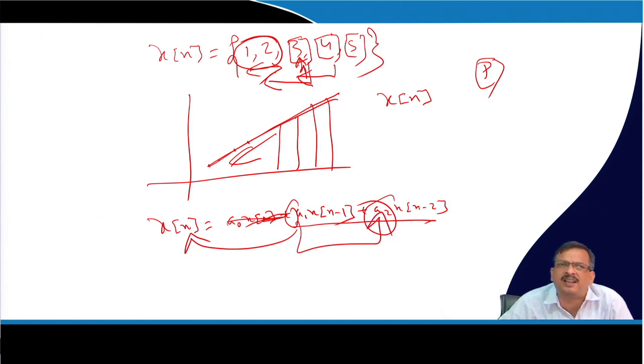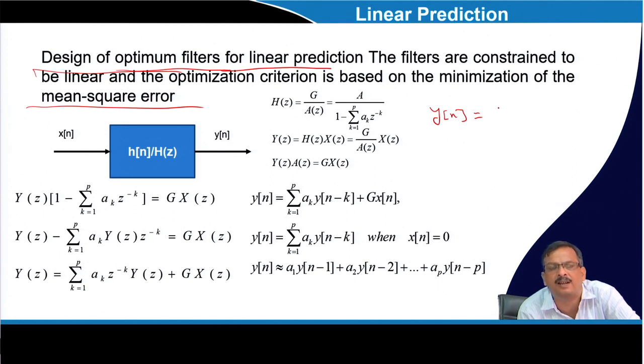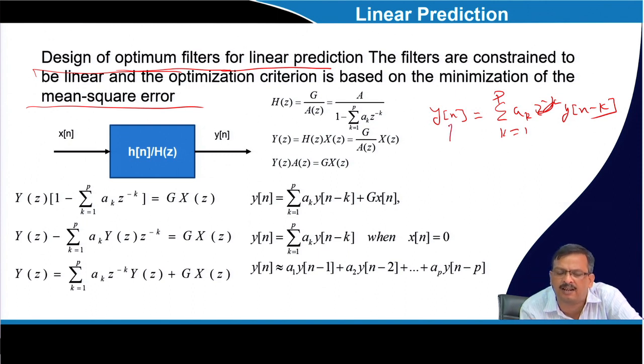When I say my prediction is correct, that is why I said the design of an optimum filter for a linear prediction. Once I say it is a linear prediction, it is also a filter. I said the current sample y n is a combination of previous few samples: the sum for k equal to 1 to p of a k y n minus k in the time domain. So, the previous p number of samples I want to take to predict the current sample.